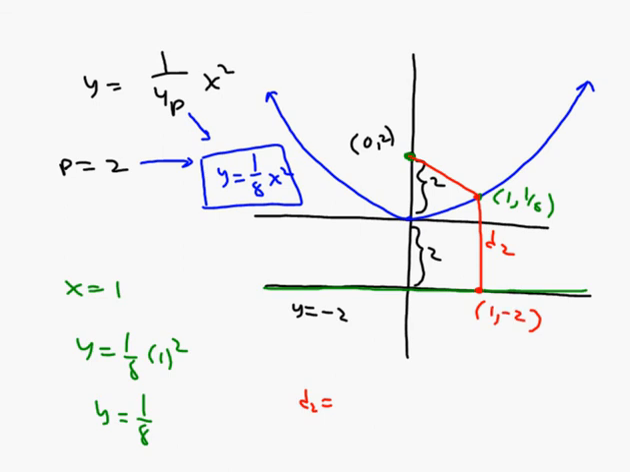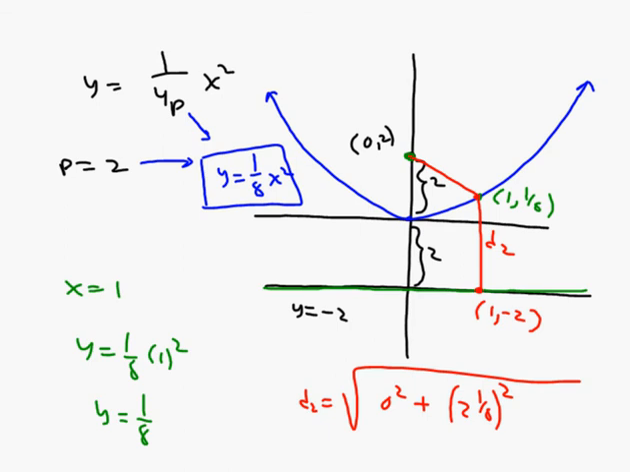Now we're ready to find that distance. It's going to be the square root of the difference in x, so 1 minus 1 is 0, so 0 squared, plus the distance from positive 1/8 to -2, which is really 2 and 1/8, squared. Okay, so that's distance 2.